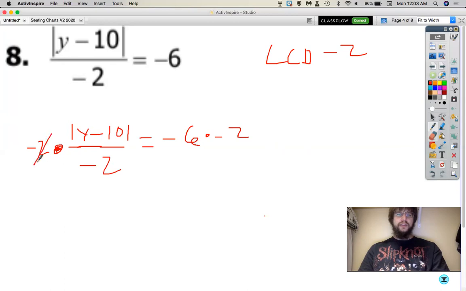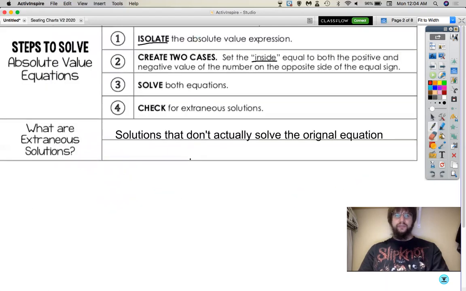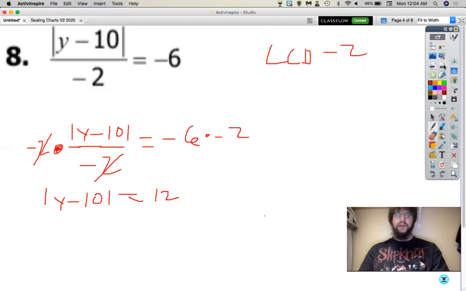So if I do this, the negatives cancel out. I'm left with absolute value, don't drop that off until you actually set up both equations, of y minus 10 is equal to -6 times -2, which is +12. All right, now that's step 1 done, isolate it. Step 2, create our two equations.